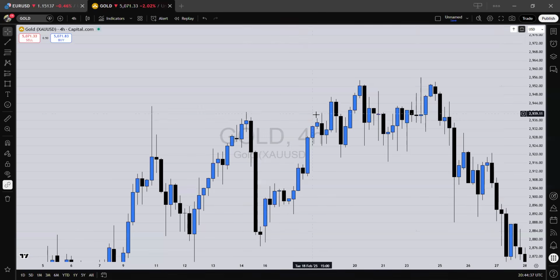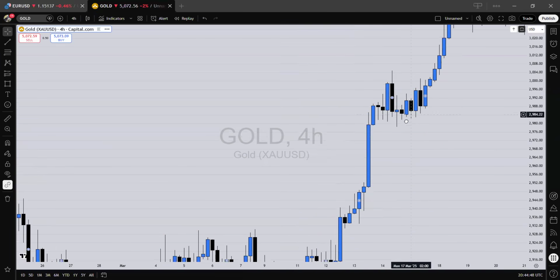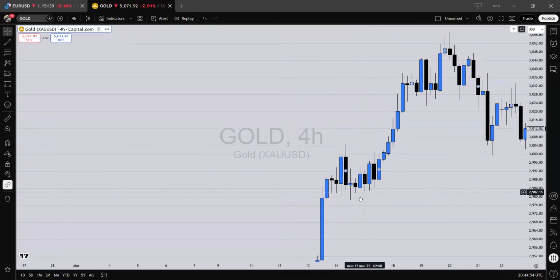Look at this one now. 2950, my minor psychological level. 80 zone, 2980. This is just a small retracement.